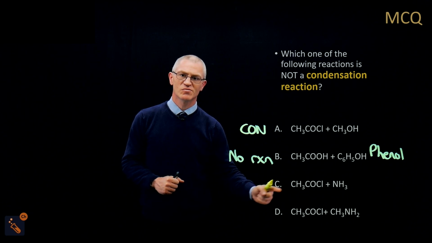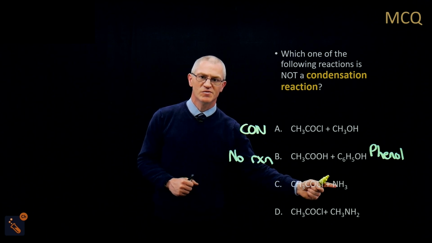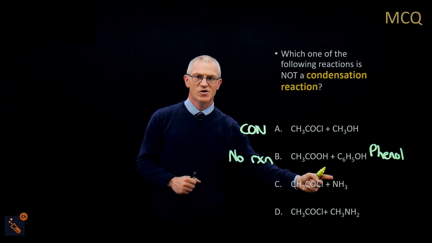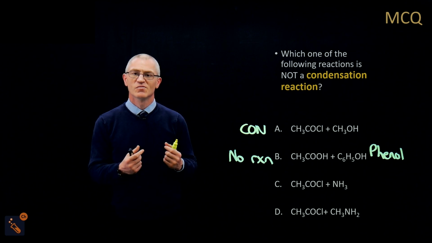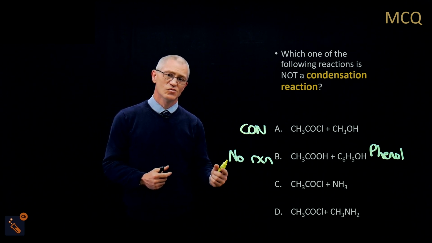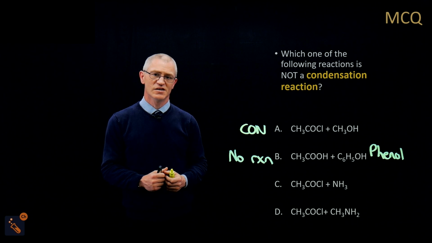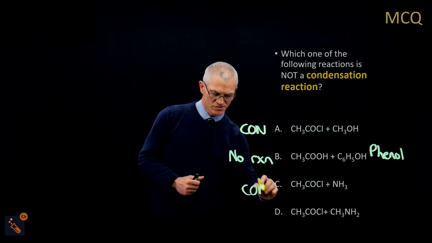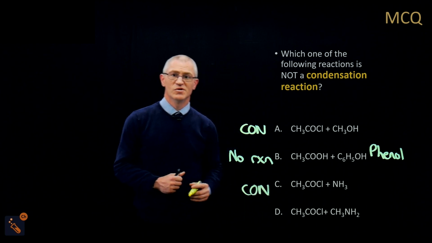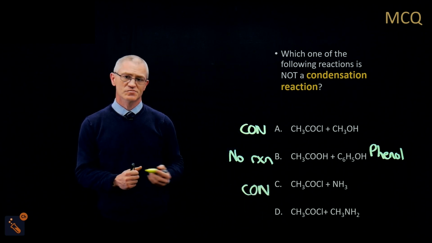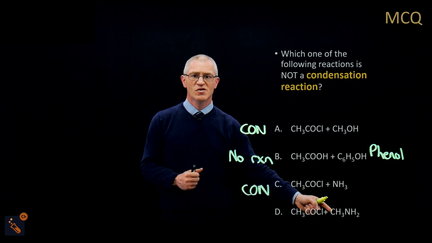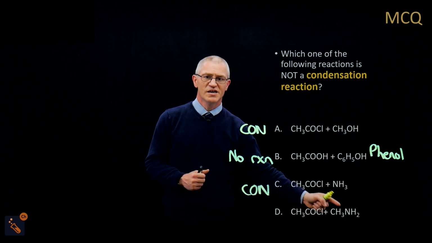So if we look at this one, we've got an acyl chloride and we've got an amine, we've got ammonia. Acyl chloride and ammonia will make a primary amide, and that will also produce hydrochloric acid as a result. So that most definitely is going to be a condensation because it produces that HCl. And go down to the bottom one, CH3COCl. So again, it is an acyl chloride, this time with a primary amine.